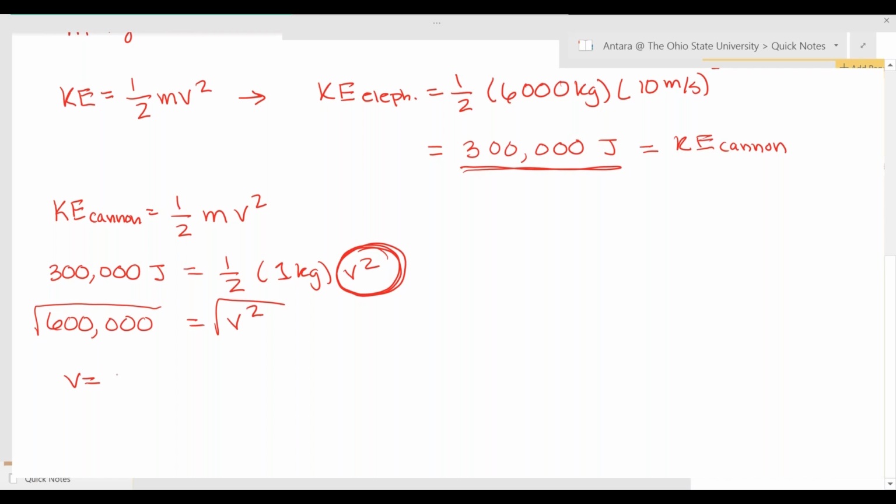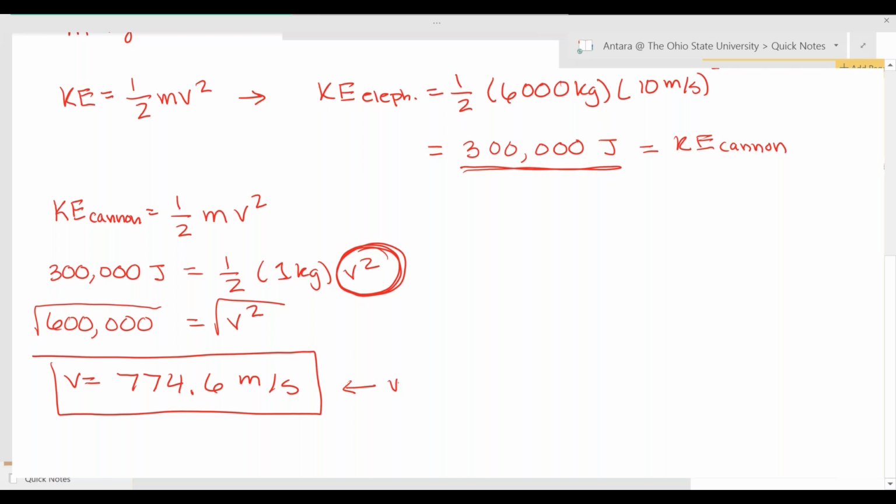We should get 774.6, and it's meters per second because the mass is in kilograms and the kinetic energy was in joules. So this is our answer that we get for the velocity of the cannonball.